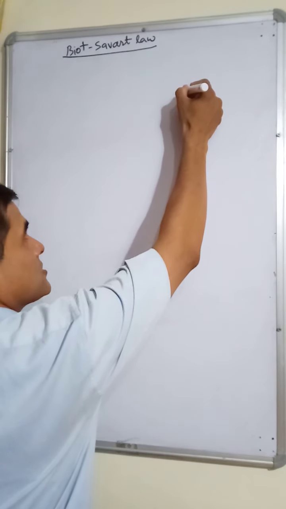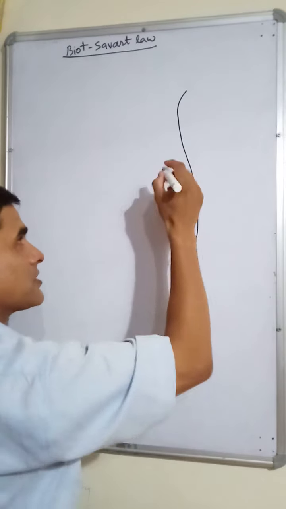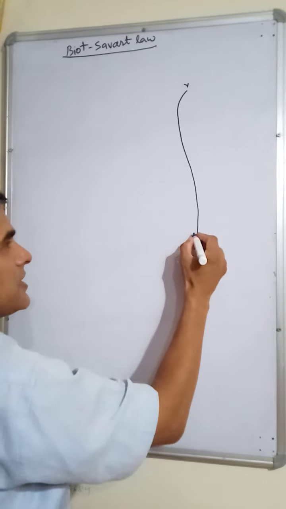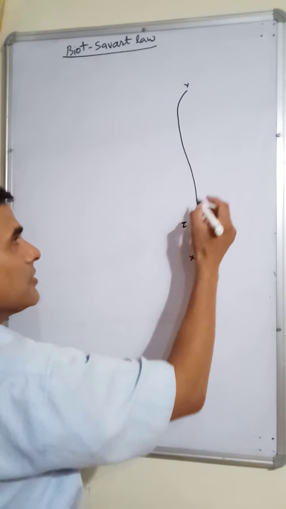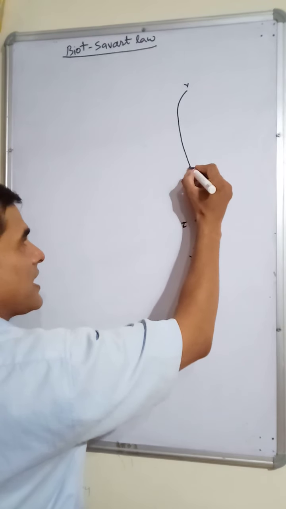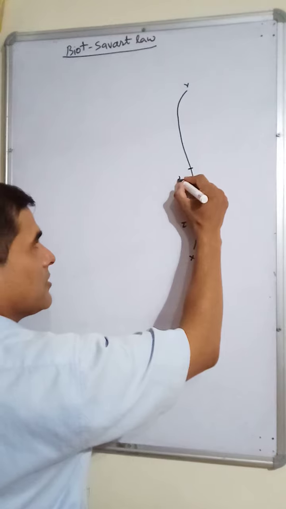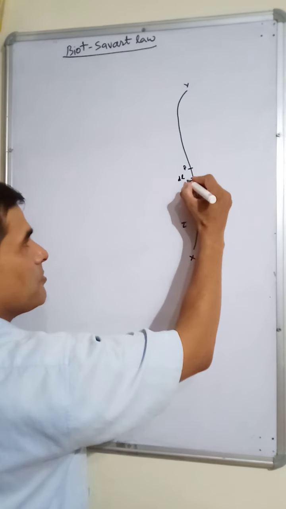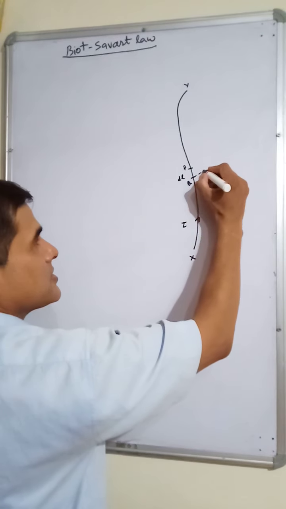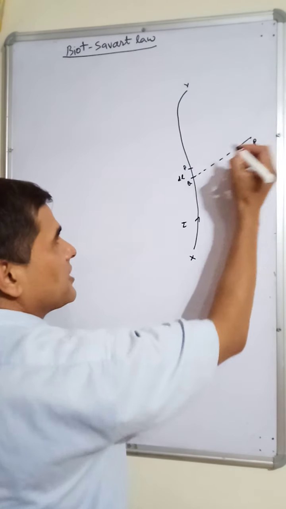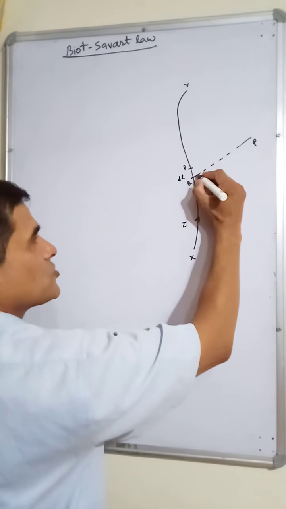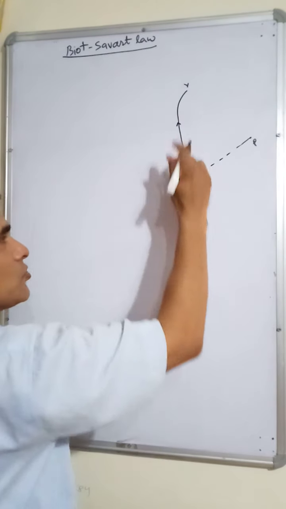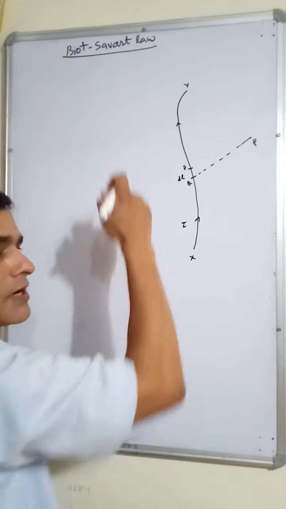First of all, suppose this is a conductor XY, carrying current I. Now there is an infinitely small current element dl taken over it. This is the element, suppose it is PQ, and this is the point P where the magnetic field due to this element is to be found, not due to the whole conductor.